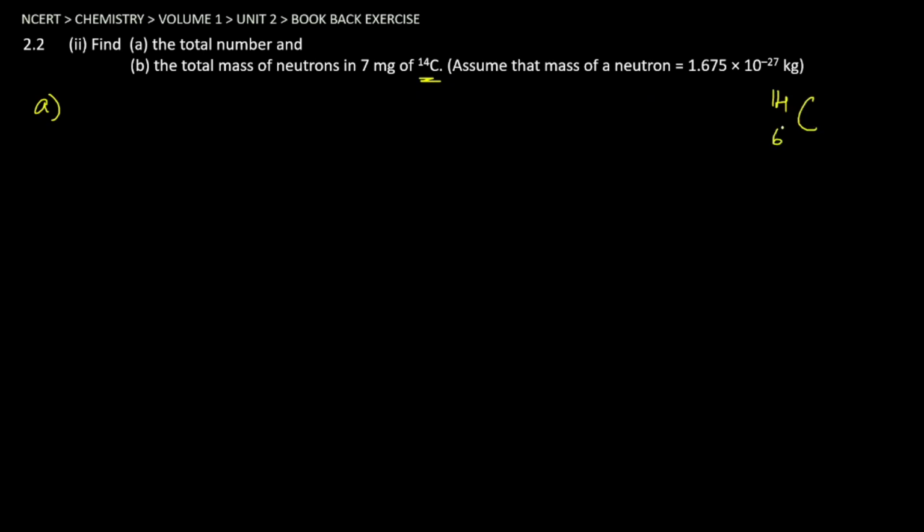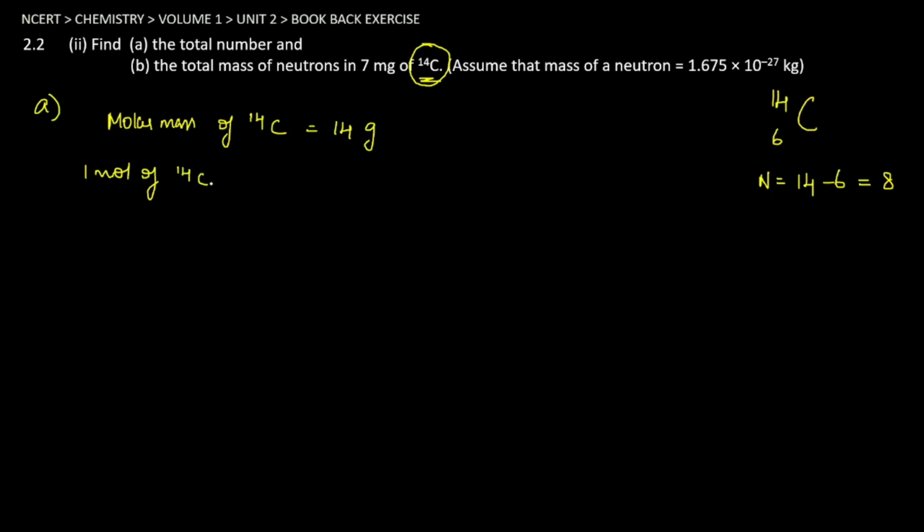It is carbon and it has 6 electrons. We know that carbon has 6 electrons. So neutrons will be mass number minus atomic number, that is 14 minus 6, which is 8. So we have calculated neutrons in one atom. And the molar mass of 14C will be equal to 14 u, or atomic mass unit, or grams. Now, 1 mole of 14C has how many grams? 14 grams. You should know that 1 mole of anything will be the molar mass. That's why I have written 14 grams here. And 1 mole of 14C has 8 into 6.023 into 10 power 23 neutrons.